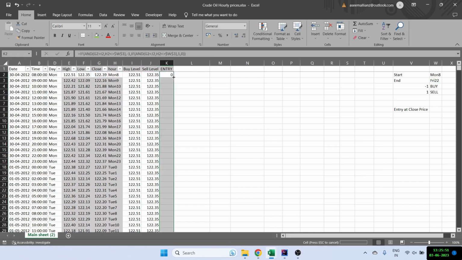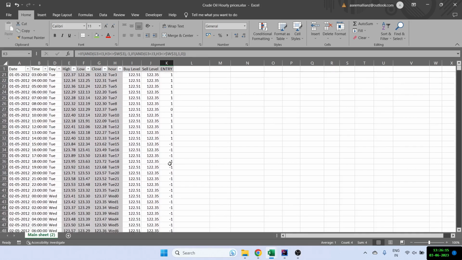So let's click it, and you can see here that there is a 1 coming here. Let's see why the 1 is coming here. Because the closing is 122.16 and it is below the 122.35, so it's below the low level, so I'm selling. That's why it's coming a 1. But you will notice that there are a lot of ones coming, right? And we will not be taking consecutive entries, but we'll fix that. But right now it's working fine.